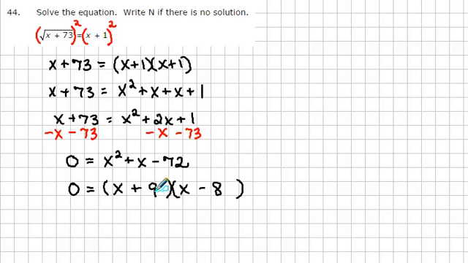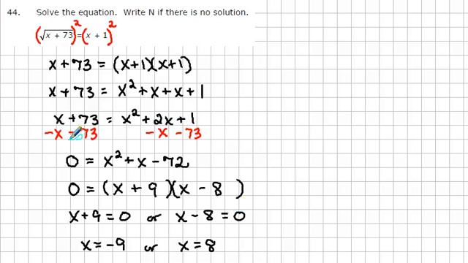Now that we have a product that is equal to 0, we can apply the zero factor principle. The only way that a product can be 0 is if one of the factors is 0. So either x plus 9 is 0, or x minus 8 is 0. Subtracting 9 from both sides gives us x is equal to negative 9. Or adding 8 to both sides of this second equation gives us x is equal to 8.